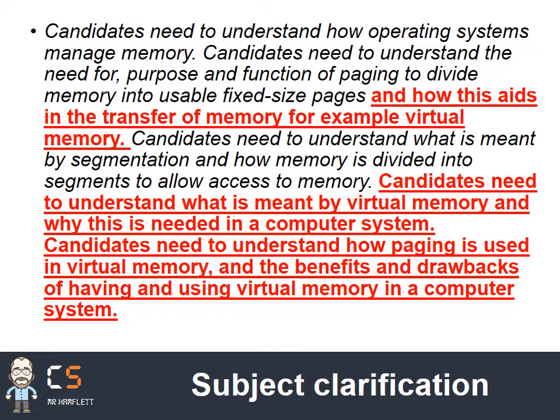Now, to finish off, for subject clarification, remember this is the second part of the Memory Manager unit, so I've underlined the bits which are related to it. So how this aids the transfer of memory, for example virtual memory, so how fixed size pages relate to virtual memory. And also, candidates need to understand what's meant by virtual memory, why it is needed in a computer system, so this idea of it extending RAM if we start to run low on that resource. Candidates need to understand how paging is used in virtual memory and the benefits and drawbacks of having it and using virtual memory in a computer system. So the benefit is this idea of extending RAM, the drawback is a speed mismatch between secondary storage and RAM.